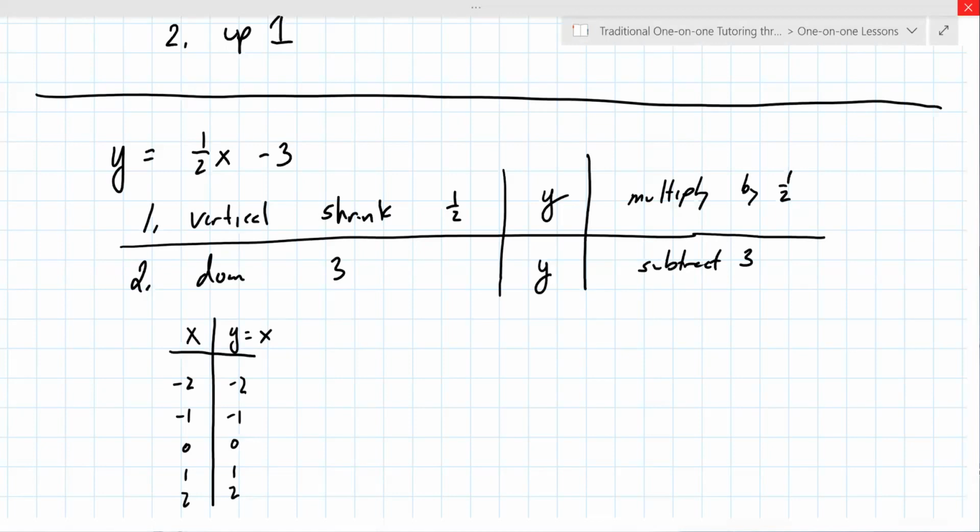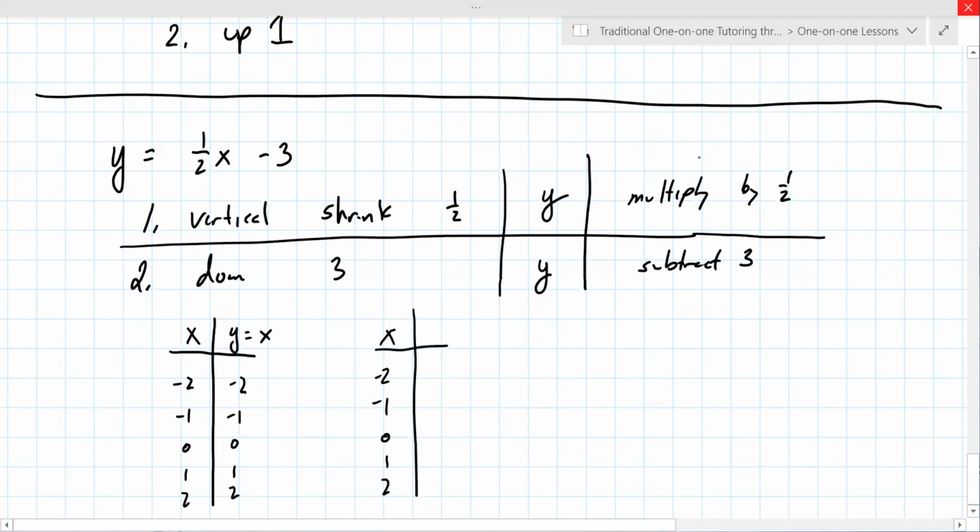Okay, so now is X affected? No. Nope. So we just use the same X values. What do we do to the Y values? We multiply it by 1/2 and then subtract 3. Subtract 3. That's because the problem has 3. It's down 3. So then you will multiply by 1/2.